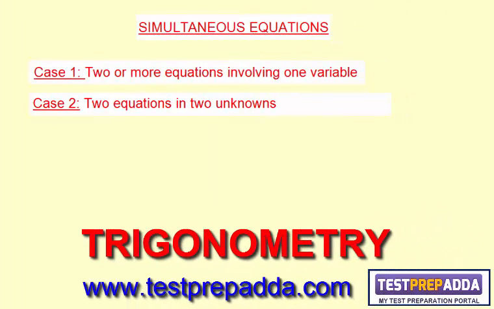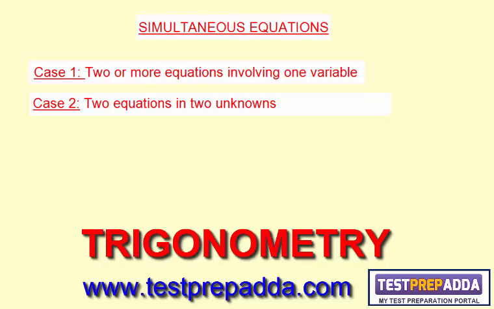Dear students, in this session of trigonometry, we will talk about simultaneous trigonometric equations. There are two categories of simultaneous equations. Number one, where two or more trigonometric equations will be given having only one variable. And second category is where two equations will be given with the two unknowns, and we will discuss both these categories one by one.